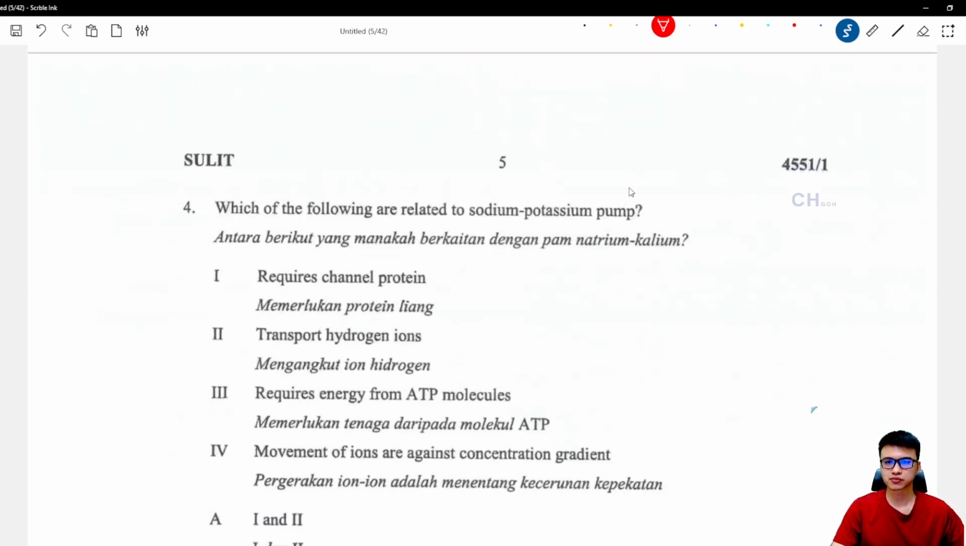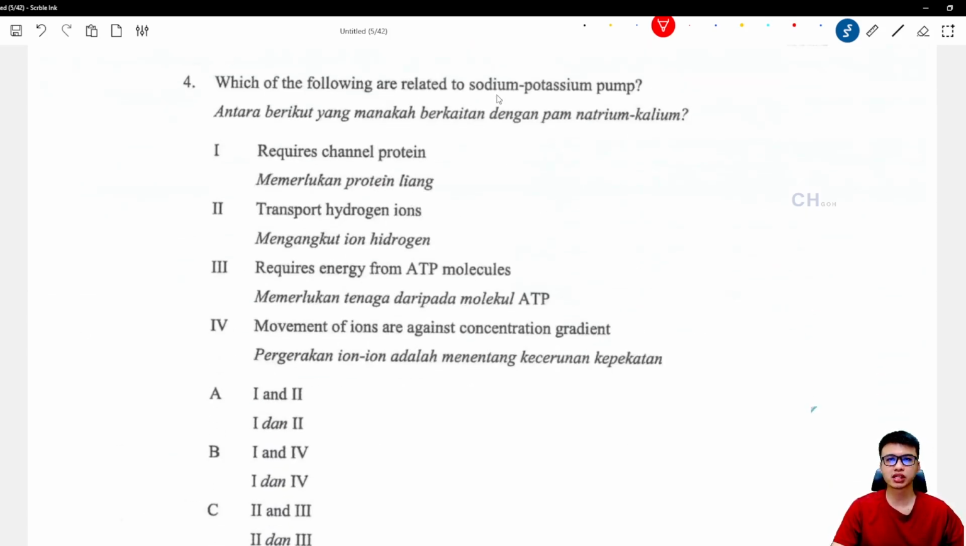Now next, which of the following are related to the sodium-potassium pump? As you already know, the sodium-potassium pump is a pump that requires energy. That's why we call it active transport. So active transport needs energy. So which one is correct and related to the sodium-potassium pump?